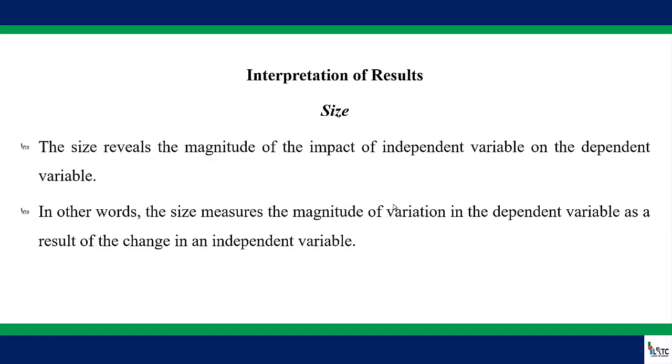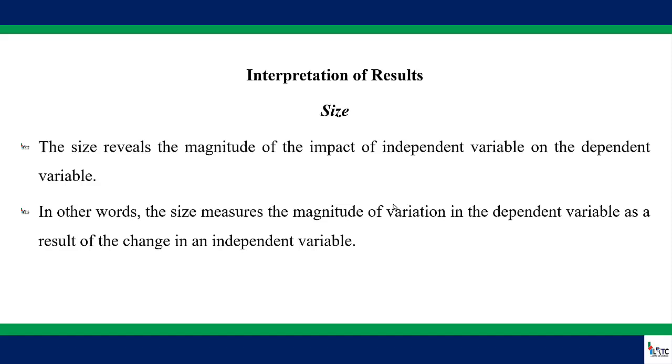So now let us look at the size. The size reveals the magnitude of the impact of the independent variable on the dependent variable. So when you have your OLS results, the coefficient there is the size, while the sign is the one that shows whether the relationship is direct or inverse. The size can also be referred to as magnitude. In other words, the size measures the magnitude of variation in the dependent variable as a result of the change in the independent variable.